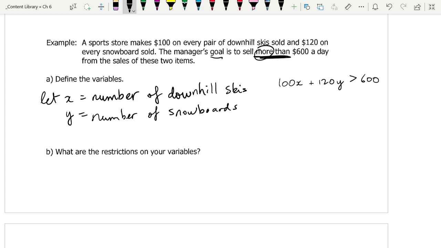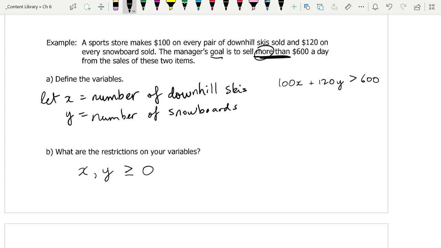And there's my inequality that represents the situation. What are the restrictions on my variable? Well, I hate to tell you this because that makes it for the ugly graph, but I would think my restrictions are x, comma, y, both have to be greater than, I guess they could be equal to, 0, right? How are you going to sell a negative number of skis?